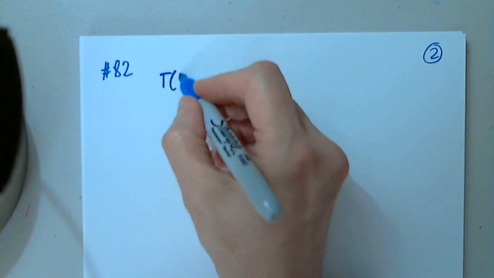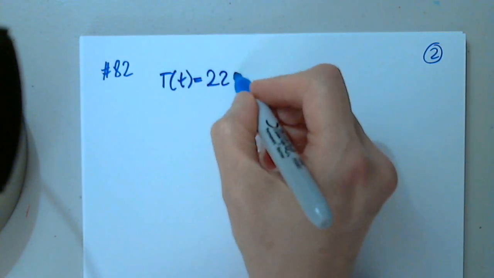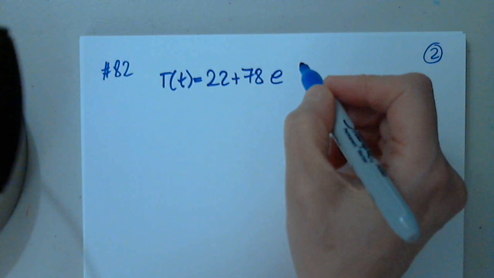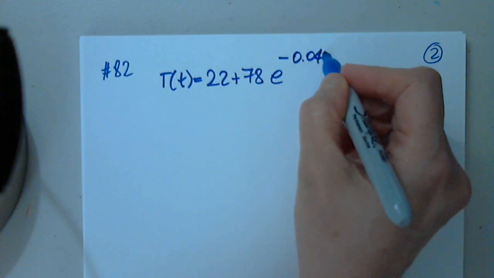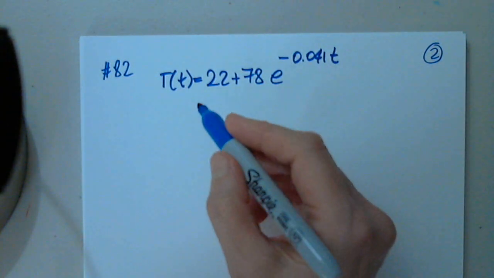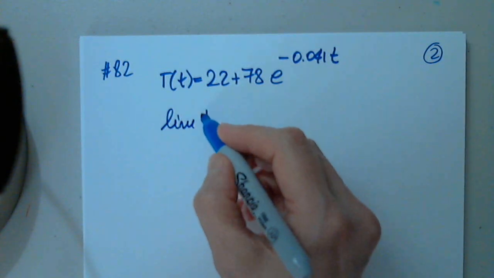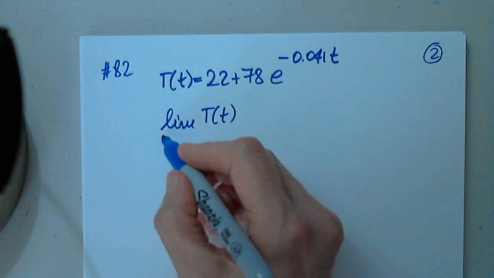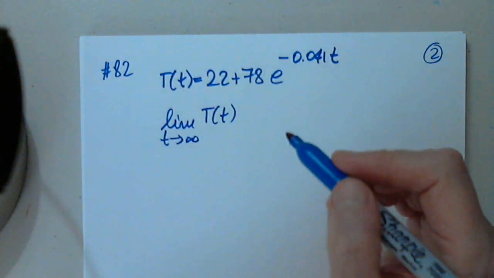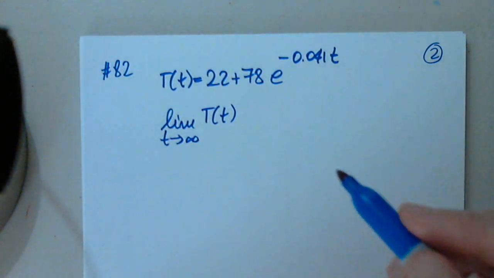So we have T of t equals 22 plus 78 e to the negative 0.041t, and they're asking us to find the limit of T of t as time goes to infinity and explain what this number represents.